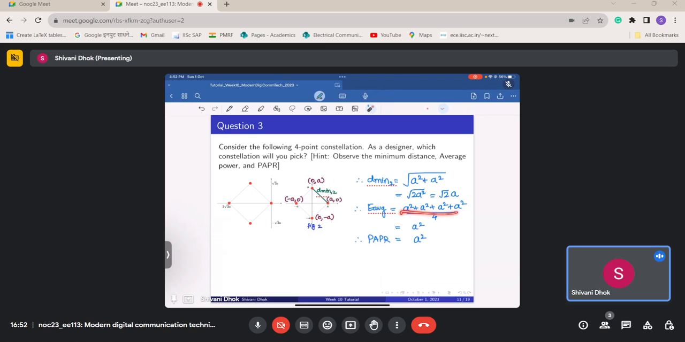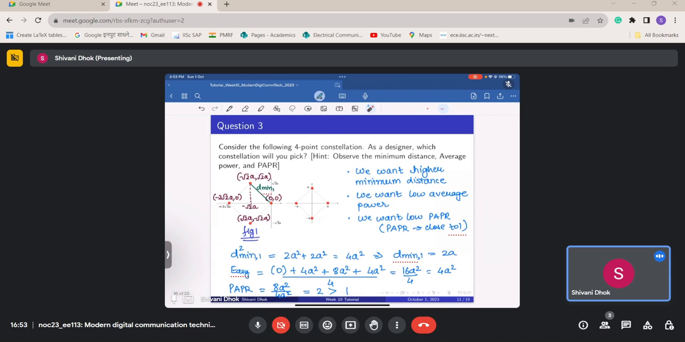All of these constellation points have same power, which is equal to a square, and the average power also comes out to be a square upon a square, which is equal to 1. So this is what we are having. We are getting a good PAPR, we are getting less average energy, but also we are getting a lower value of d min, which means that I'll have a higher probability of error compared to this previous constellation.